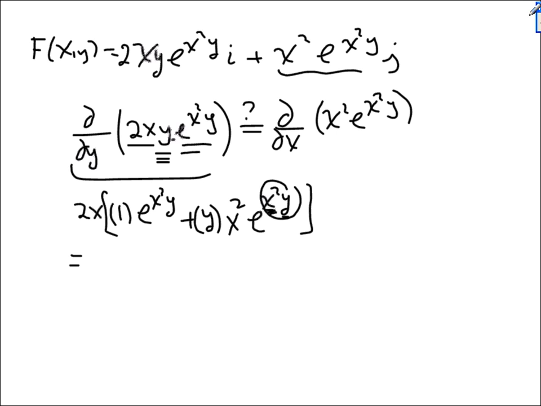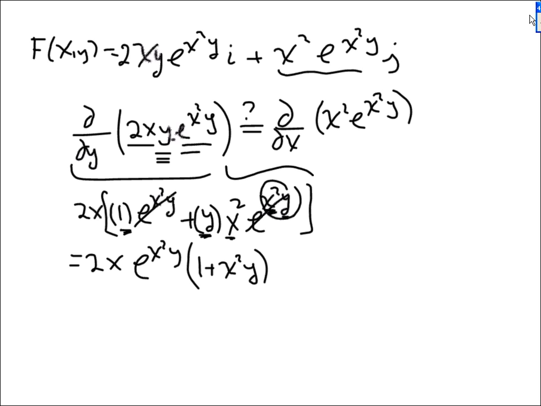So what I get is the 2x. I can factor out e to the x squared y, and what survives is 1 plus yx squared, which is the same as 1 plus x squared y. That's the left side.